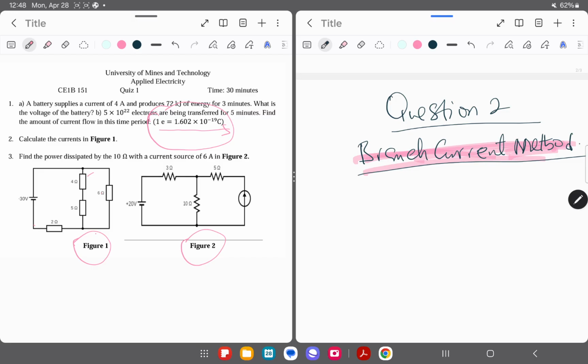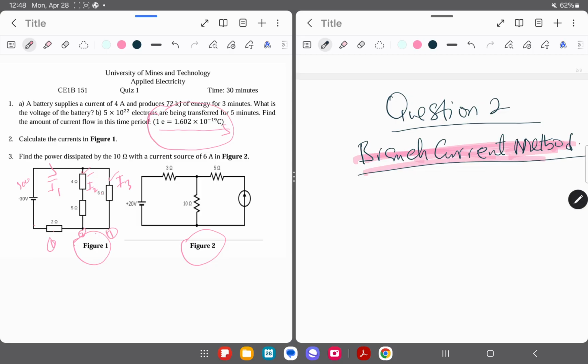Now, to solve this, we have to assign current to each branch. You can see that in figure 1 we have 1, 2, 3 branches. So I'm going to assign current to each branch. For the first branch I'll indicate I1, the second one I'll label I2, then the third one we have here is I3, right? Here the voltage is 30 volts.